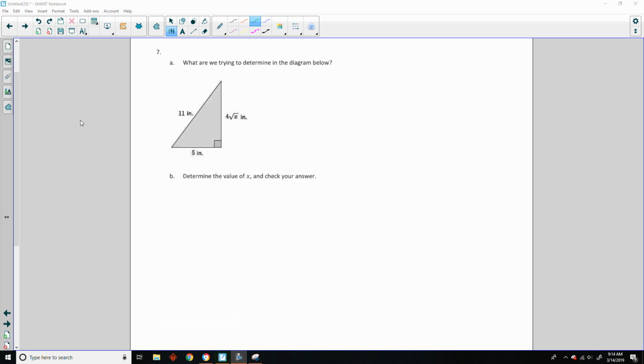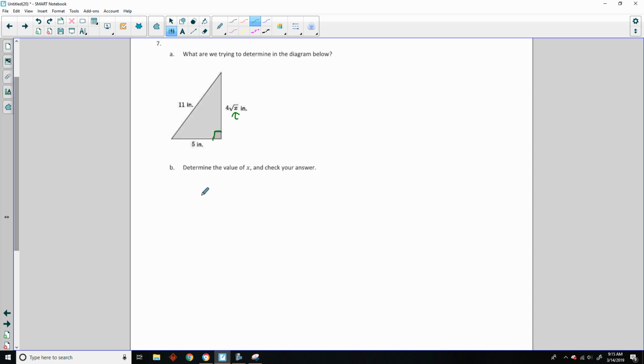Number 7, what are we trying to determine in the diagram below? Okay, so I have an 11 inches squared on this side, 5 inches on this side, and 4 square root x inches on this side. We don't like unknowns, so we want to find x. What should be under the radical to make this true? It is a right triangle, which means we use a Pythagorean theorem. So determine the value of x and check your answer.